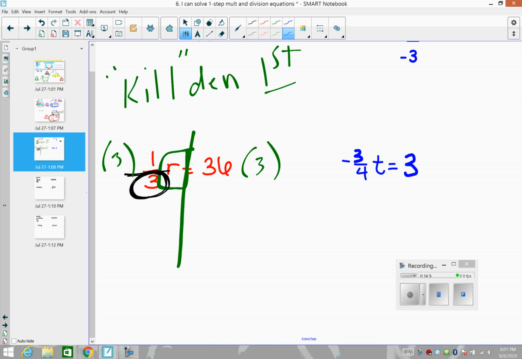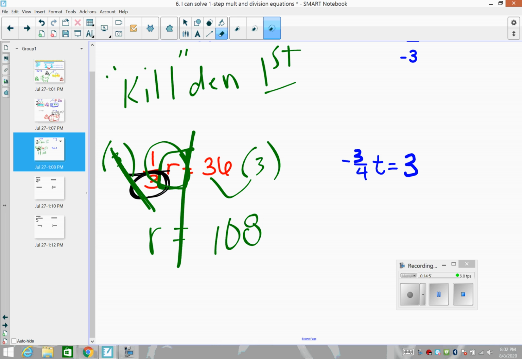So that's going to give me a nice 1 sitting here. And we end up with 1r, or r, they're the same thing. And on the right-hand side, we end up with 36 multiplied by 3. And that gives us, I threw it in my calculator there, sorry, I cheated a little bit, 108. So we believe that the correct answer is 108.